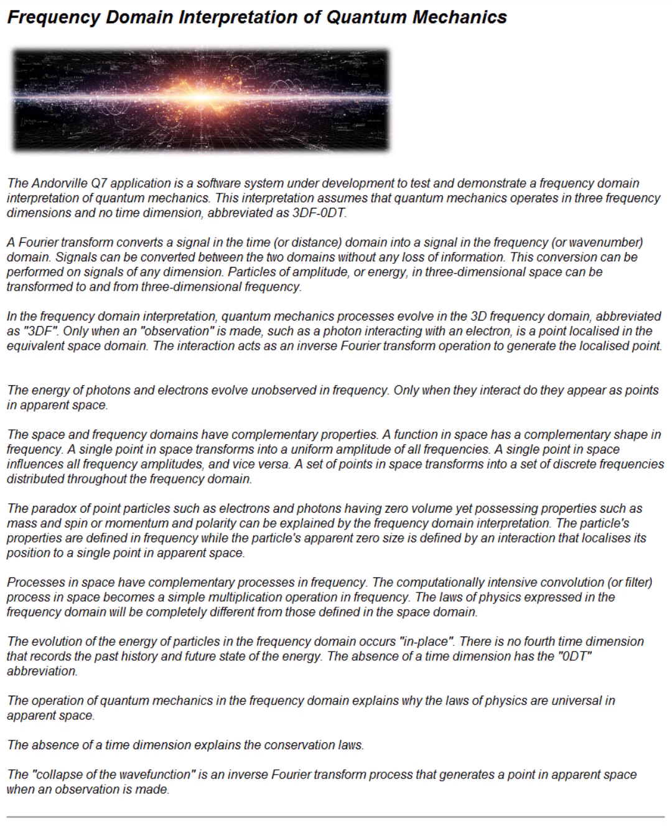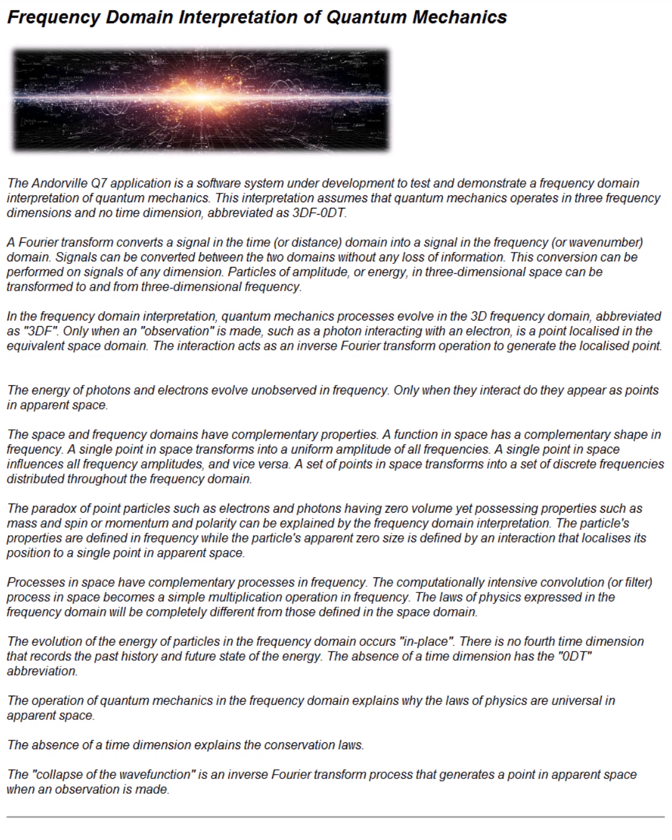A Fourier transform converts a signal in the time or distance domain into a signal in the frequency or wave number domain. Signals can be converted between the two domains without any loss of information. This conversion can be performed on signals of any dimension. Particles of amplitude or energy in 3-dimensional space can be transformed to and from 3-dimensional frequency.